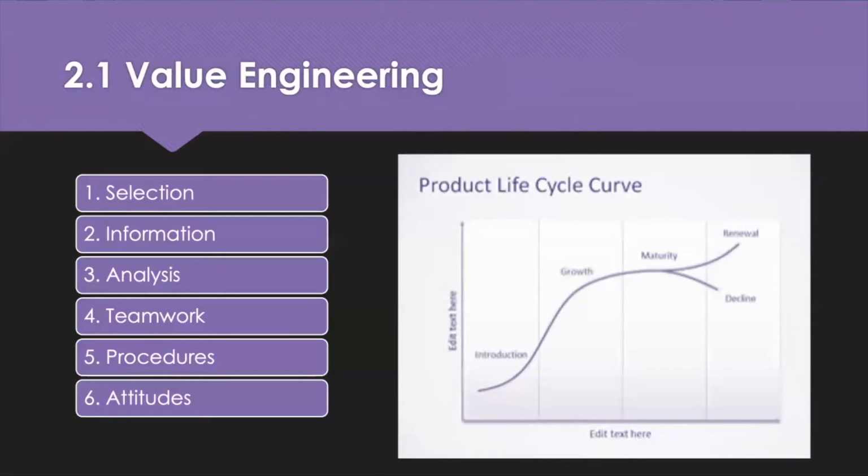The third is analysis. Analysing that information takes 2 forms, cost analysis and functional analysis. The cost analysis will look at the breakdown of the constituent costs of the products, and functional analysis looks at the functions performed by the subject of the analysis.